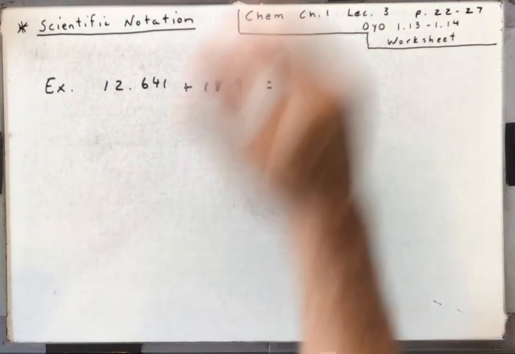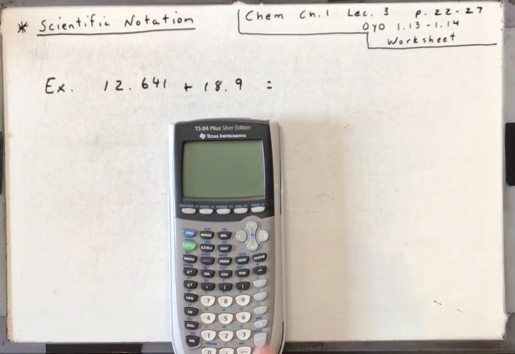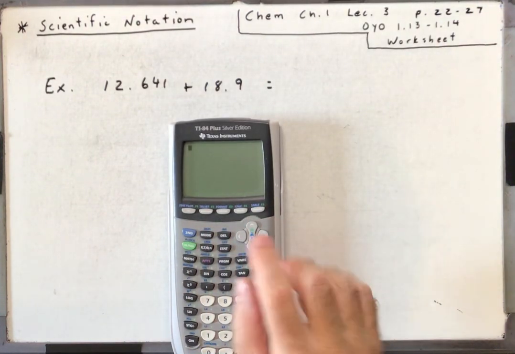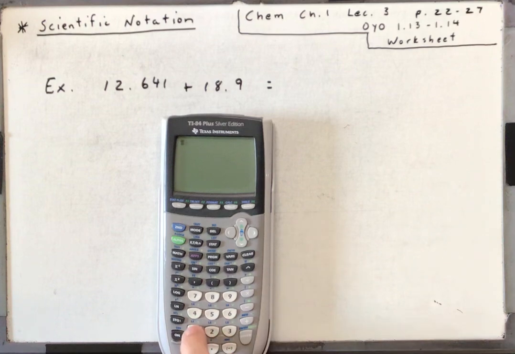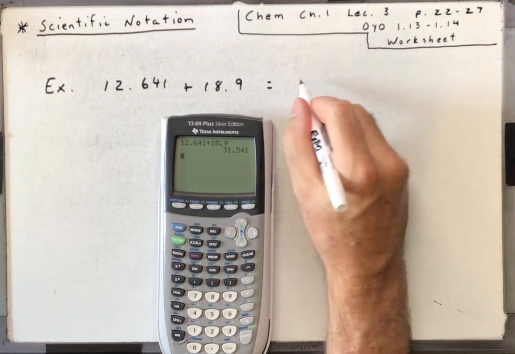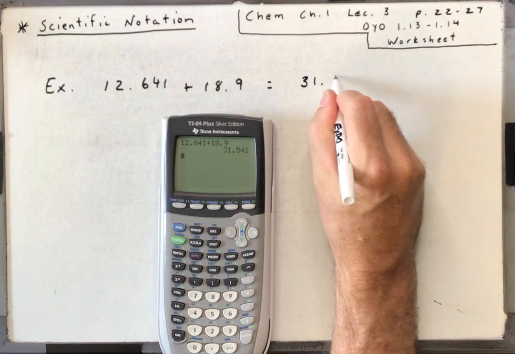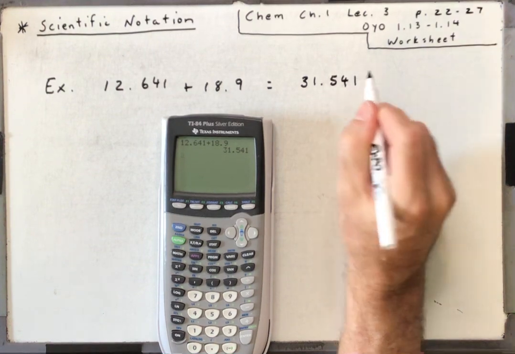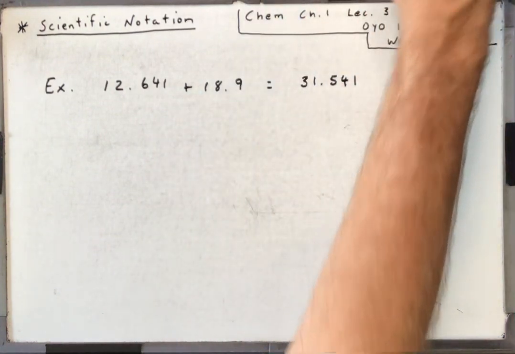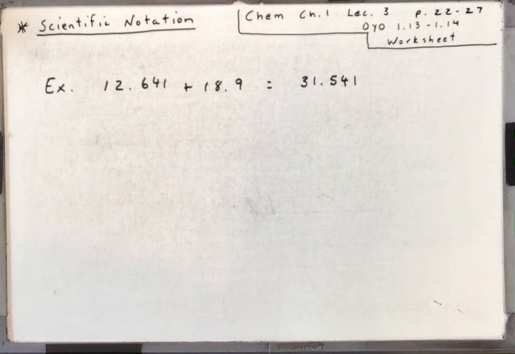So let's go ahead and put that in our calculator, because our calculator is not going to follow the rounding rules. Okay, so 12.641 plus 18.9, that's 31.541. But that's not rounded correctly. Okay, so in science, you have to round correctly.